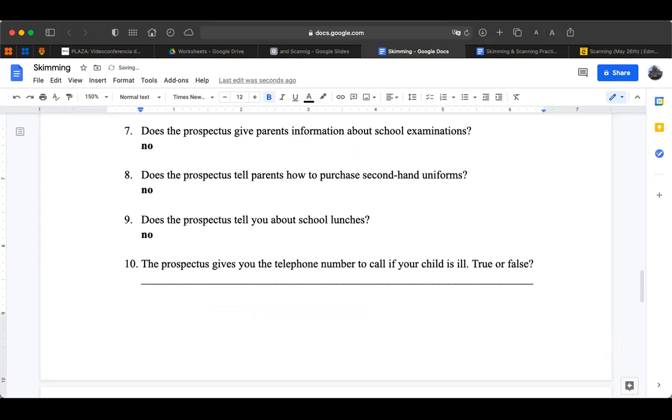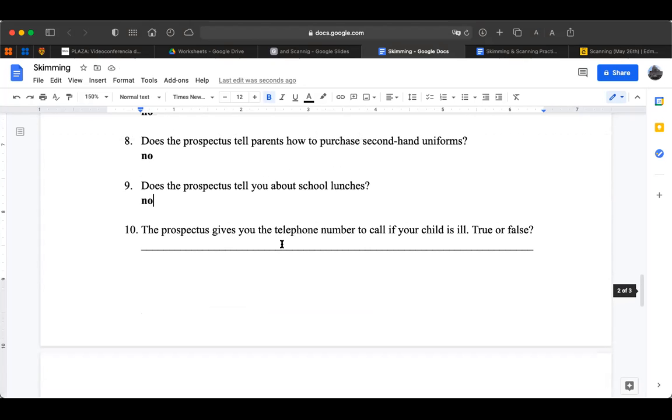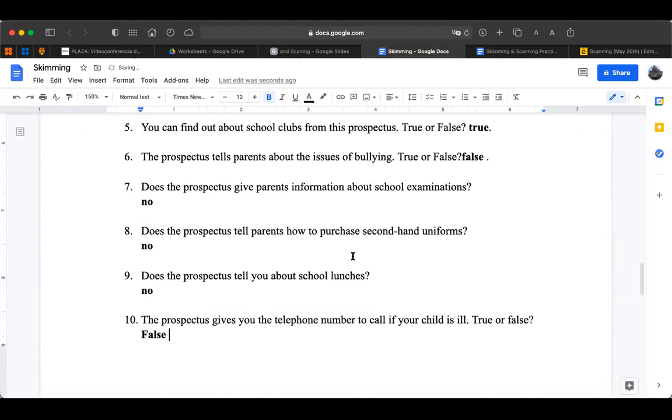No, and does the prospectus give you a telephone number to call your child if he or she is ill? True or false? False, okay. False, very good.